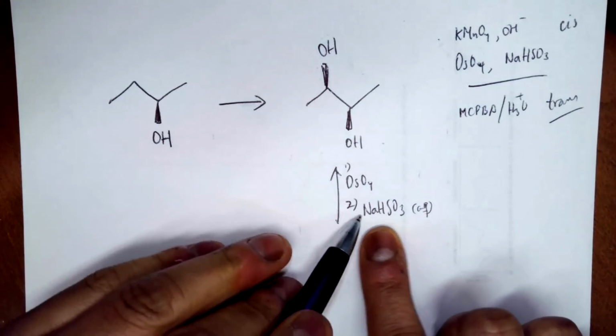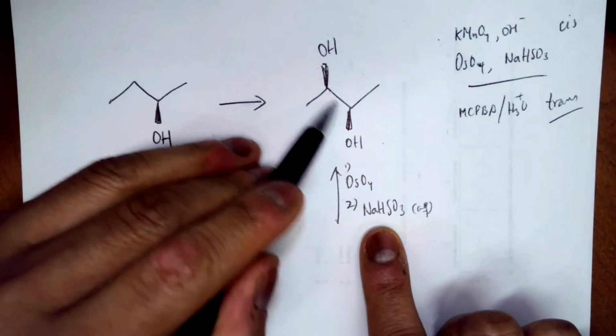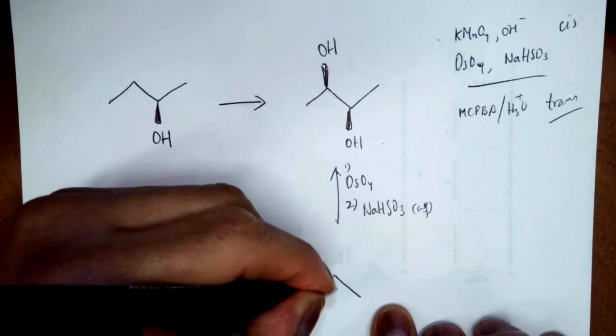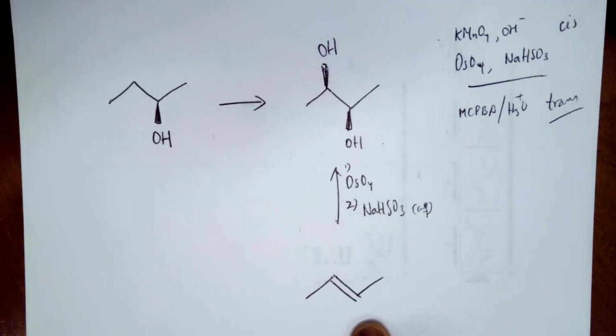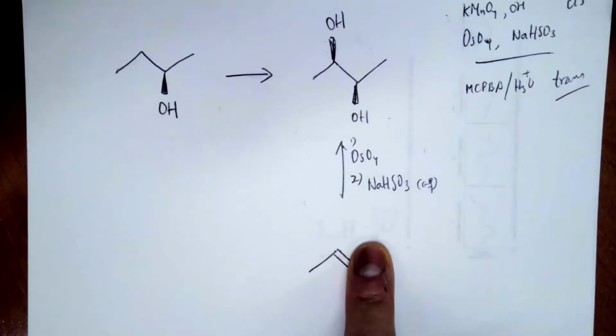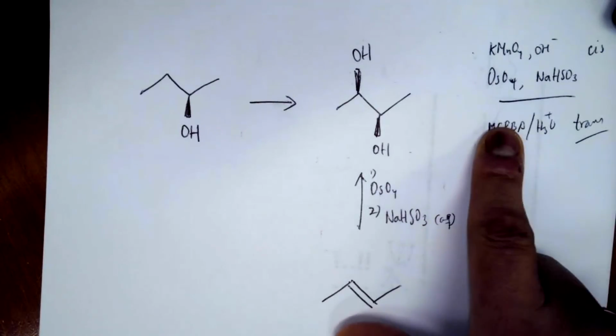The starting material for that has to be an alkene. The alkene is between the two OHs. That means that the alkene should be this. Good. Makes sense, right? That part. Going back, osmium tetroxide here.